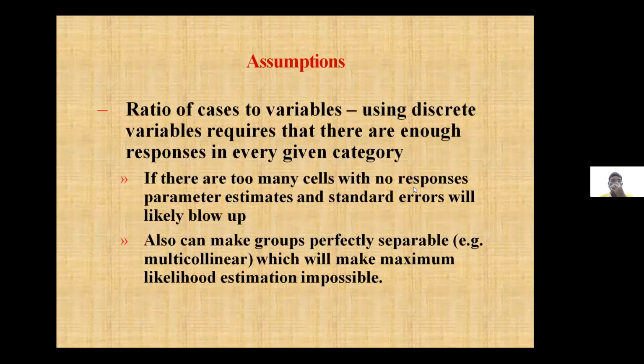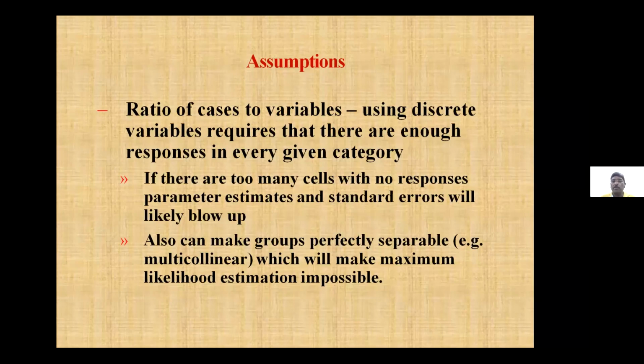methods. So the ratio of cases to variables using a discrete variable requires that there are enough responses in every given category. If this is not present, suppose in a category very few observations are there, we cannot use logistic regression. Suppose we have 1000 individuals' observations, and only 3 or 4 say yes and the rest no. Or only 3 or 4 say no and the rest all yes. Then this logistic regression doesn't provide a good estimate or does not serve your purpose.